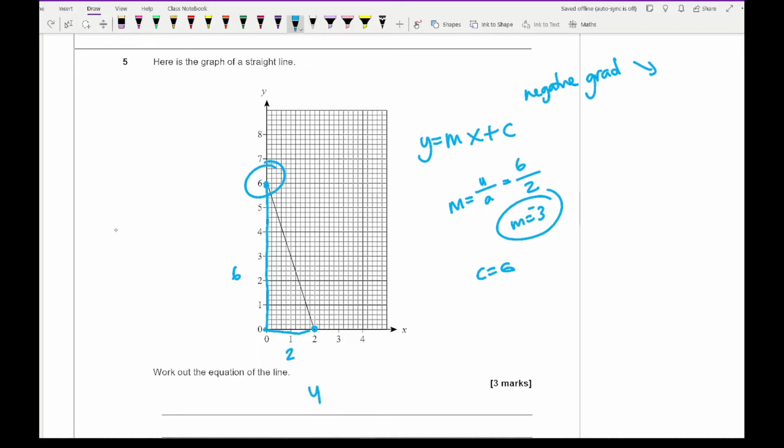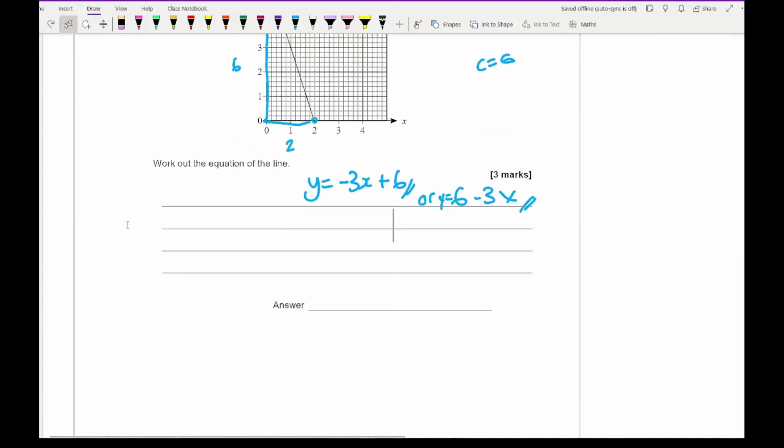So the equation is going to be y equals minus 3x plus 6, or you can write it as 6 minus 3x equals y. And either of those answers will be absolutely fine.